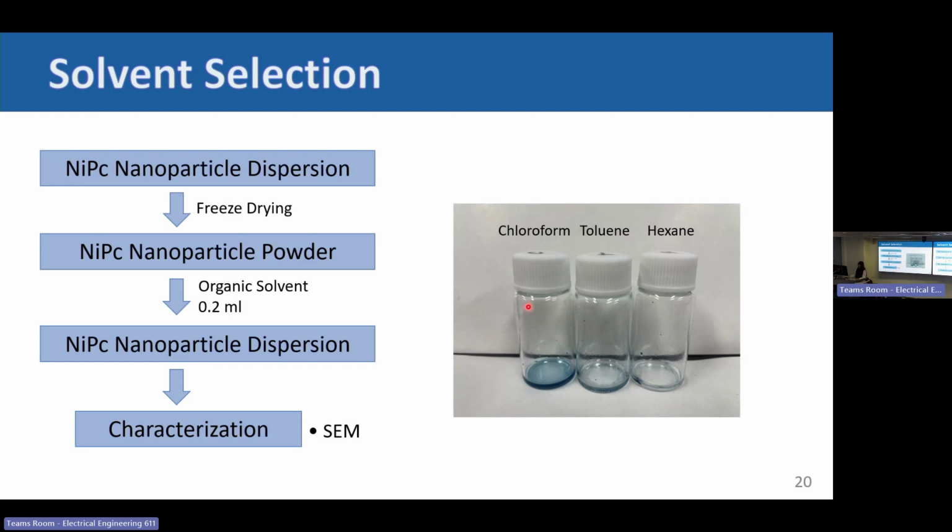I chose chloroform, toluene, and hexane for the test. What I did was first freeze-dry my nanoparticle dispersion to get the powder, and then redissolve the powder into the organic solvent to see.